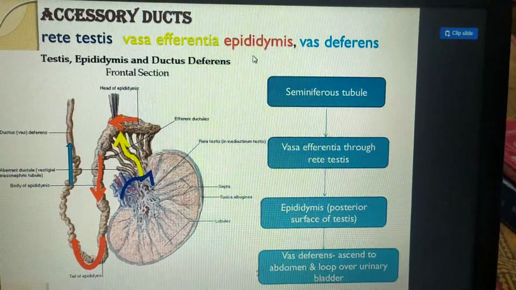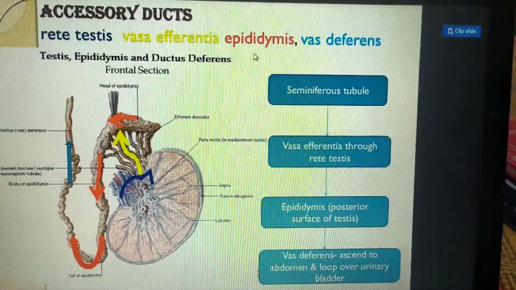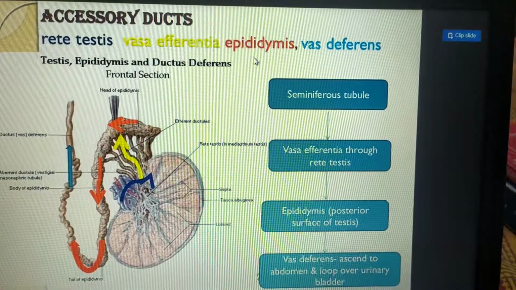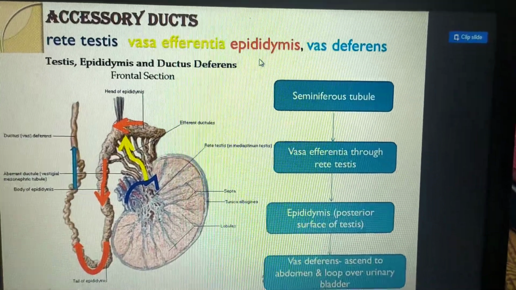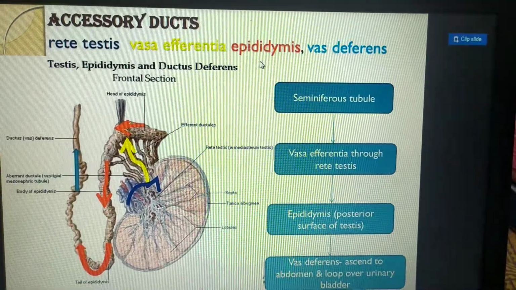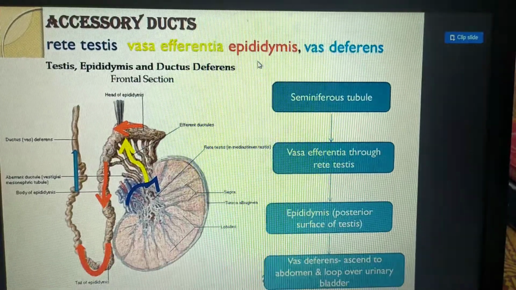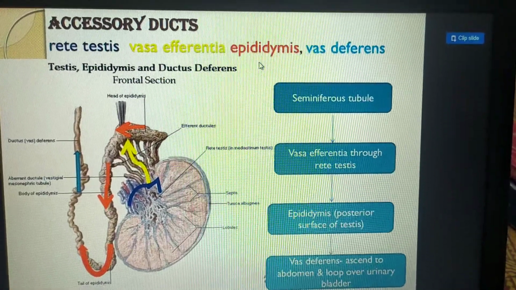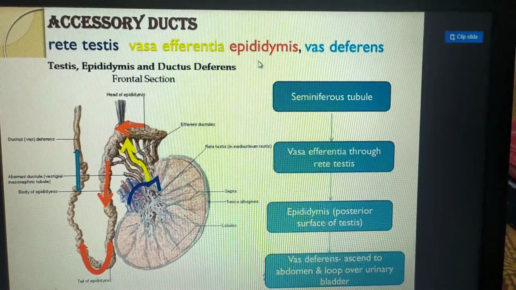Good morning, students. In the last session we completed the testis and the seminiferous tubule and the cells included in the seminiferous tubule. In this session we will study the accessory ducts. As we have seen earlier, the accessory ducts include rete testis, vas efferentia, epididymis, and vas deferens. These are all included in the accessory ducts.